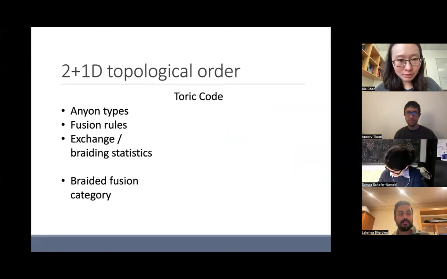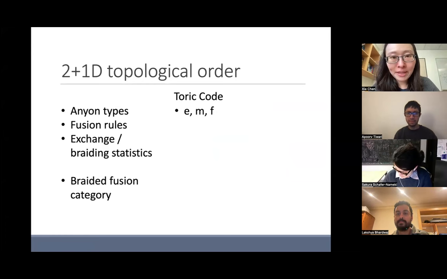Let me give a very simple example, everybody's favorite example: the 2+1D toric code. Of course, I assume many people already know this, but I want to establish a little notation because I'm going to get deeper into this particular example later.